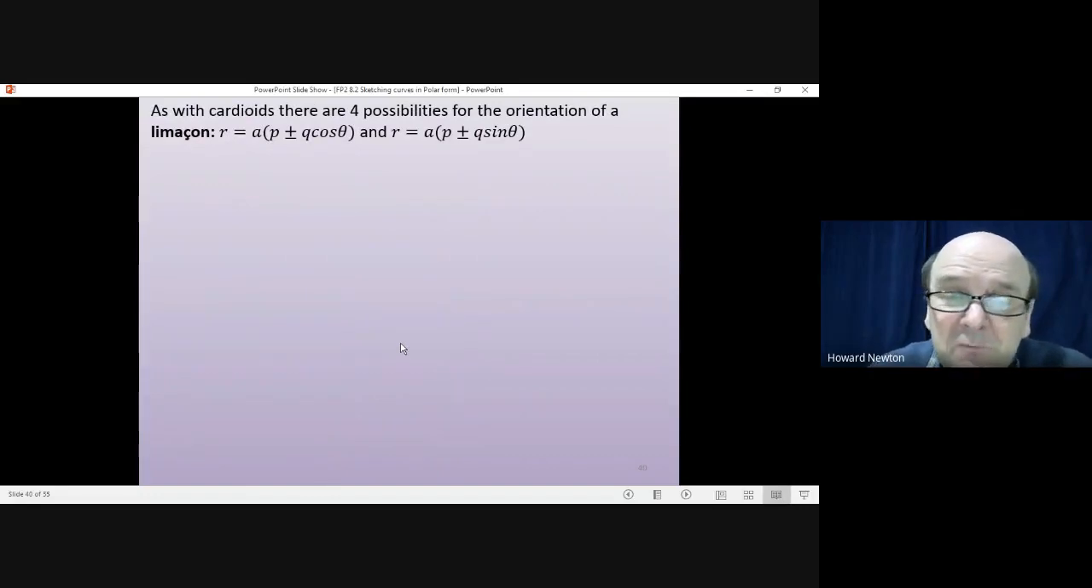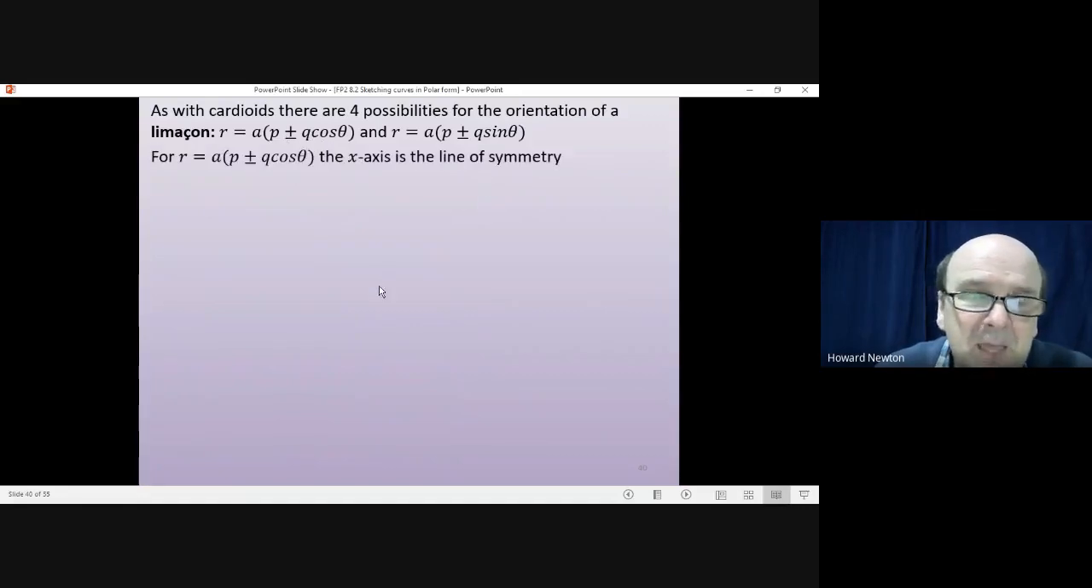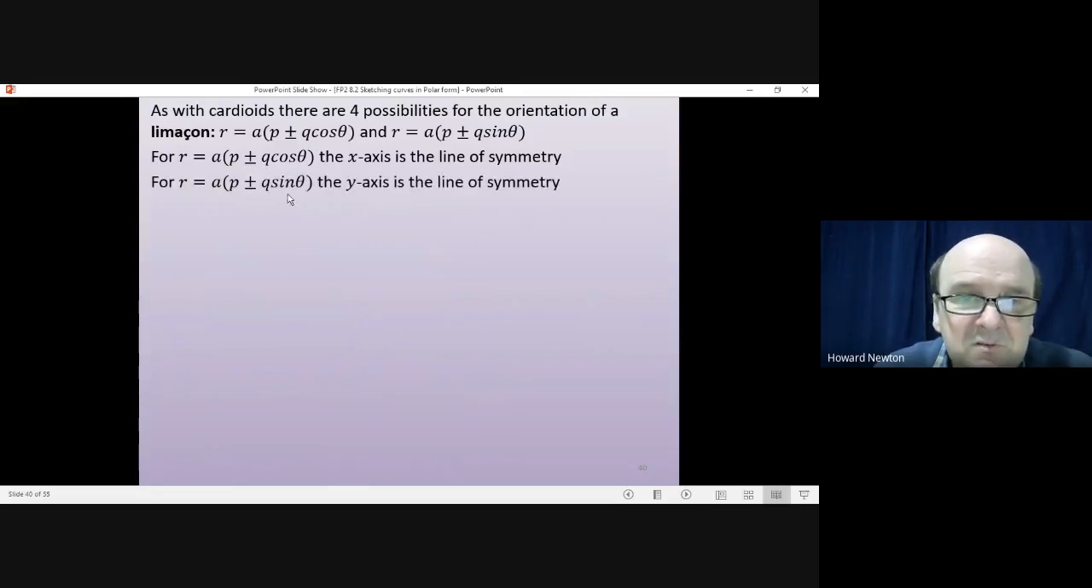As with cardioids, there are 4 possibilities for the orientation of a limaçon. So you can either have plus or minus Q cos theta or plus or minus Q sine theta. And just remember, if it's a function of cos theta, then the x-axis will be the line of symmetry. If it's a function of sine theta, then it's the y-axis that will be the line of symmetry.